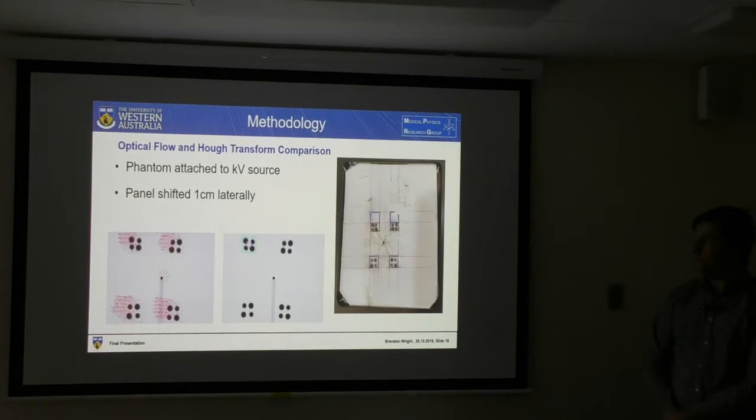The optical flow and Hough transform methods were compared by attaching the phantom, as can be seen here, to the KV source of the TrueBeam linear accelerator, and then taking an image with it at its source position and panel position locked, and then shifting the panel by 1 centimeter in the lateral direction, taking an image and repeating that 4 times to compare the pairs of images. Sample output images are shown here.